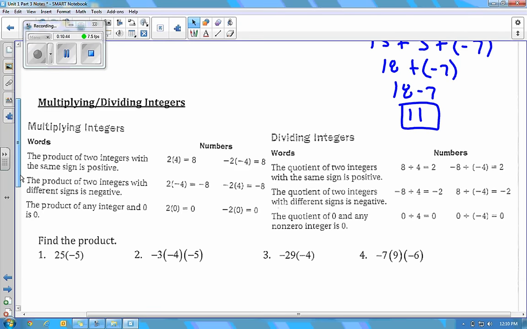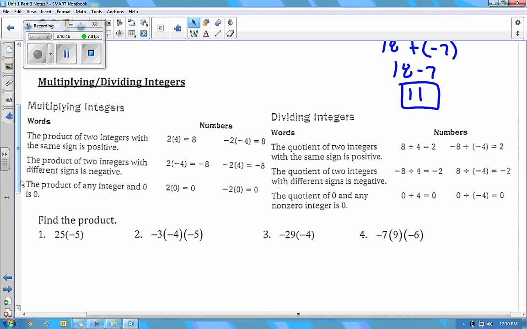Moving on, we have multiplying and dividing now, which is a lot more straightforward. Okay, so again, this whole thing is just copied out of the book, but the big thing is when I multiply or divide, if they have the same sign, it's positive. If they have different signs, it's negative. If I multiply by 0, I get 0. If I do 0 divided by a number, I have 0.